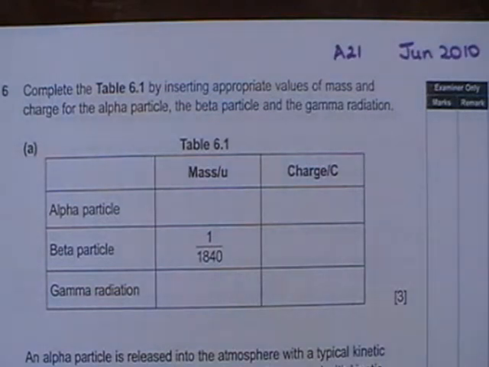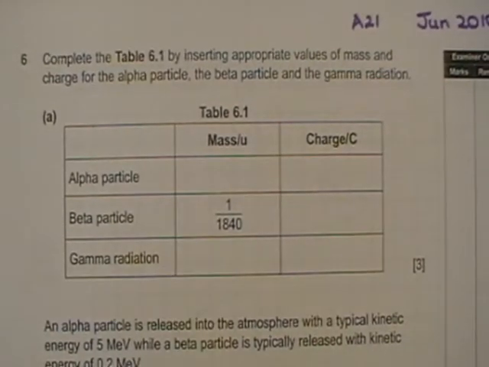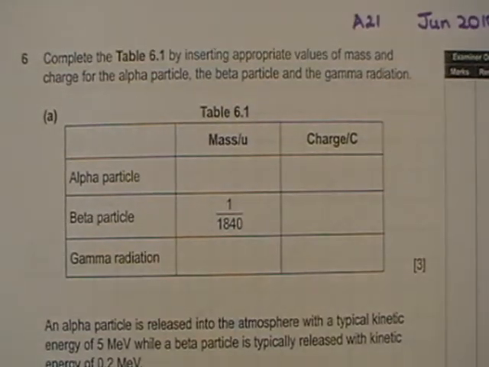This is A2 1 June 2010. Question 6. Complete the table 6.1 by inserting appropriate values of mass and charge for the alpha particle, the beta particle and the gamma radiation.